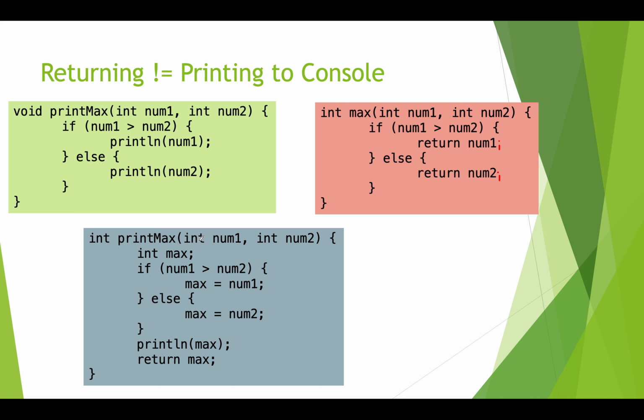This third example actually does both. printMax takes in the same two parameters and figures out which one is bigger. We're storing which one is bigger in this variable max, and then we're printing it out to the console, so it has this effect that the user can see, but we're also returning the value to whatever code called this function. And so the return value is being passed out.